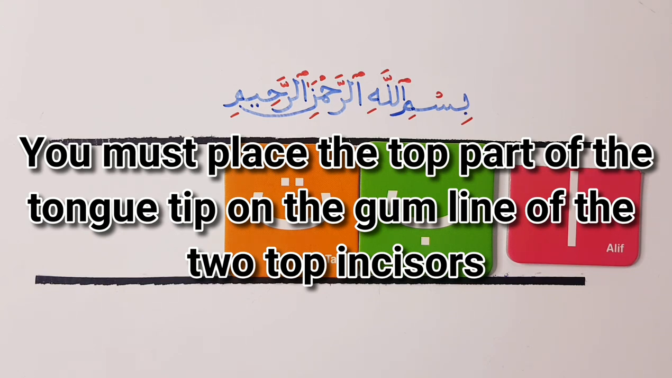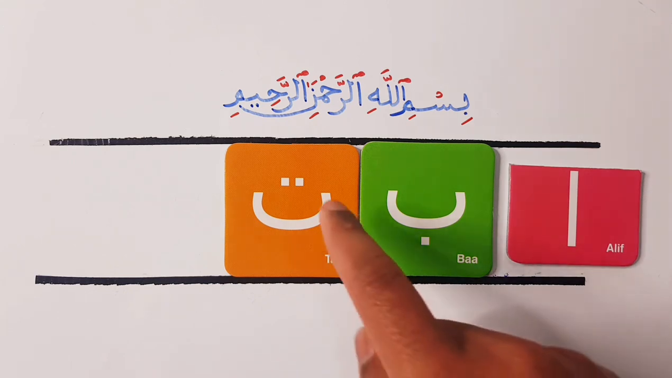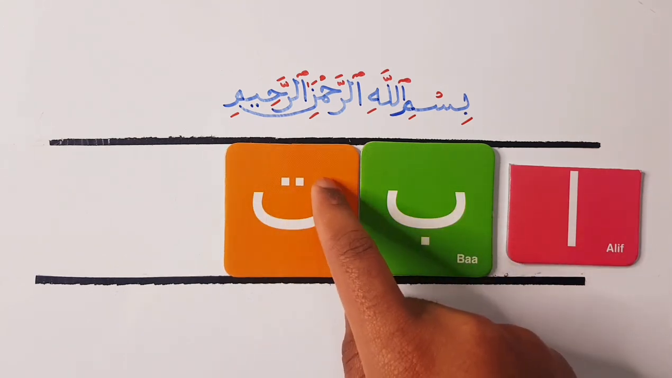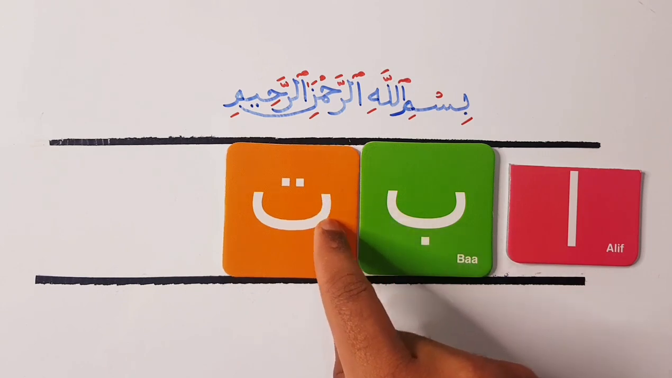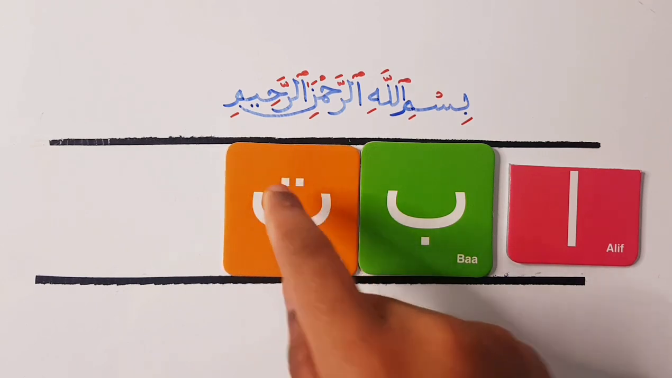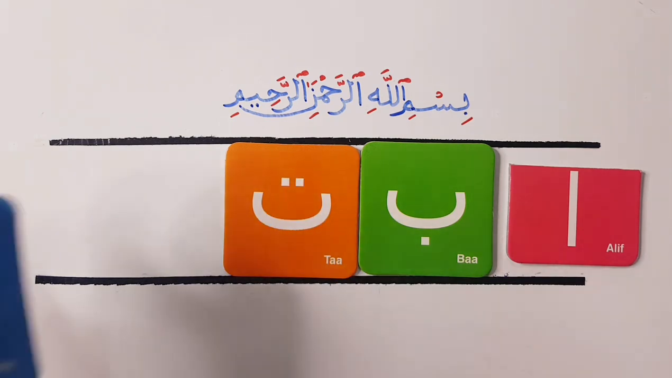The English ta is more towards the tip of the tongue. Na'am. So this is going to be written in the same way that we explained the ba. 3 steps. The first step, second step, and third step. Then we put the 2 dots at the top.